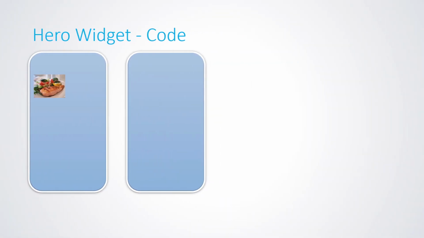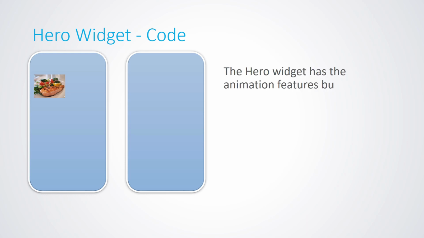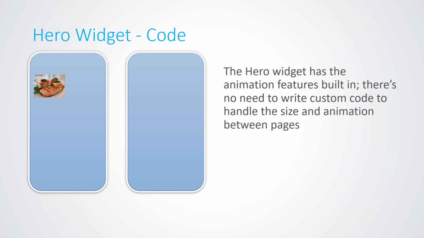The hero widget has the animation features built in. There's no need to write custom code to handle the size and animation between pages. The hero child widget is marked for hero animation. When the navigator pushes or pops a page route, the entire screen's content is replaced. This means during the animation transition, the hero widget is not shown in the original position in both the old and new routes, but it moves and resizes from one page to another.